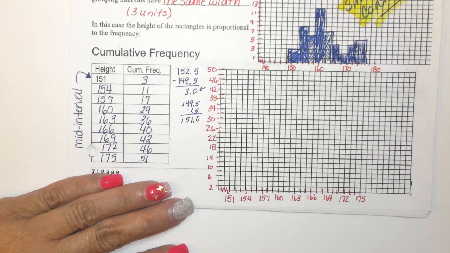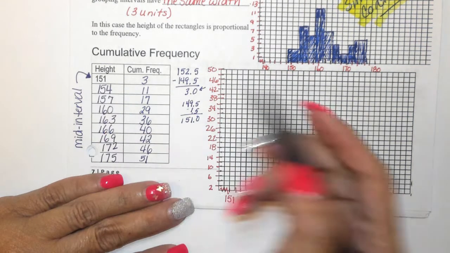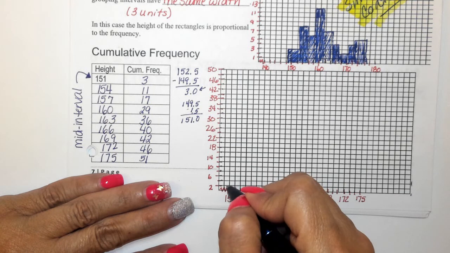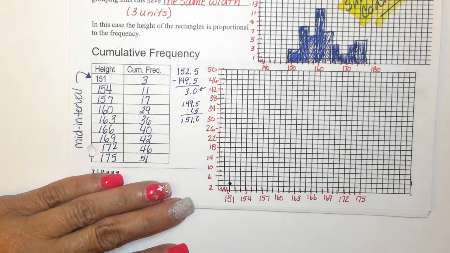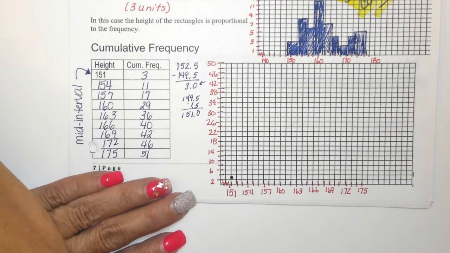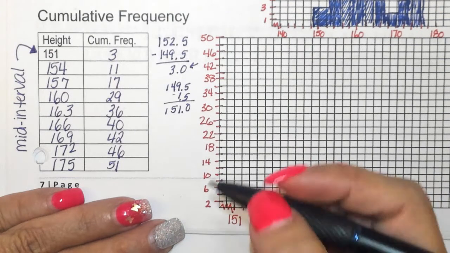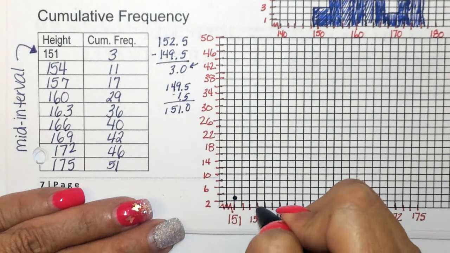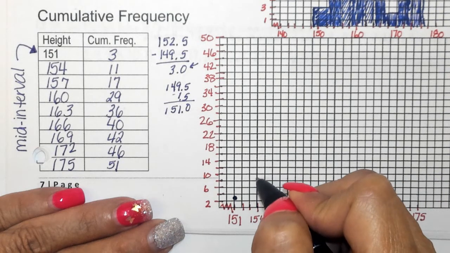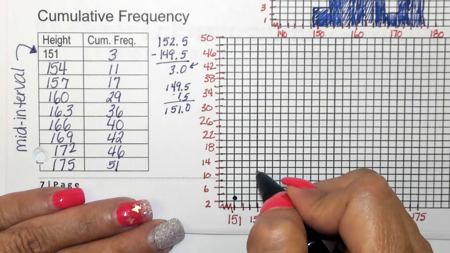All right, now we're just going to straight up graph it. 151.3. 151, this is going to be right here. This is really fun, y'all. I know you're like, wait, I'm really not as excited about it, Mrs. Day. We're just graphing, but it's so cool what happens. Okay, 154, and I'm going to go up to 11. So that's 10, 11, 12. So it'll be right there.